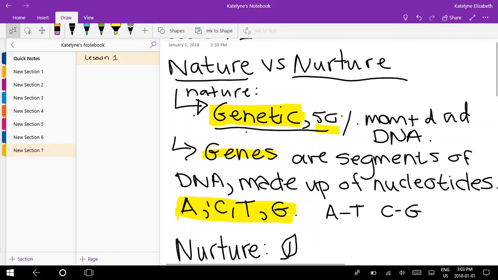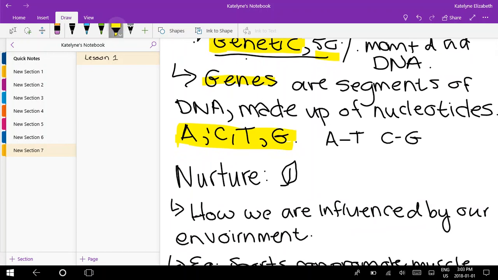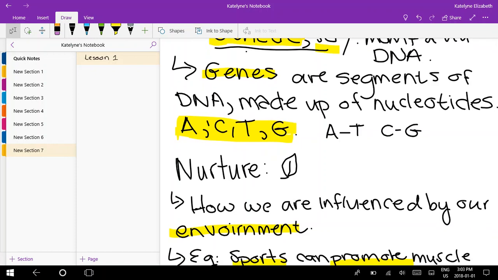So next, we are going to be talking about nurture. And this is how the environment influences who we are. So our environment is influencing us. And we will learn later, it influences us by our epigenetics. So we won't learn this in this lesson, but the next lesson you will see something of epigenetics, which I think is a very important concept, but we won't be getting into this video right now. So back to nurture. It is how the environment influences us.